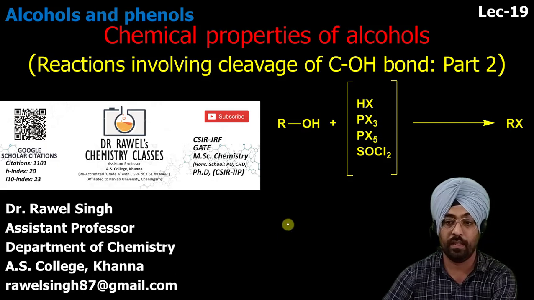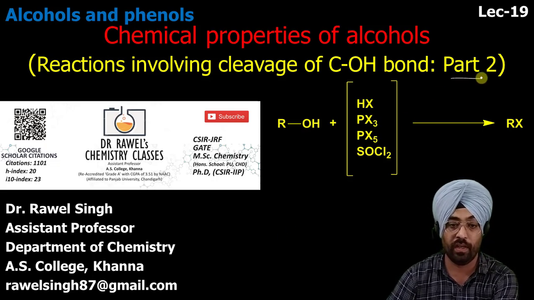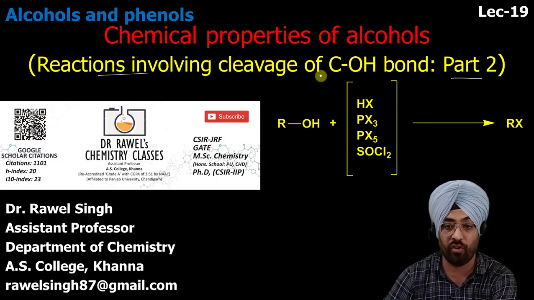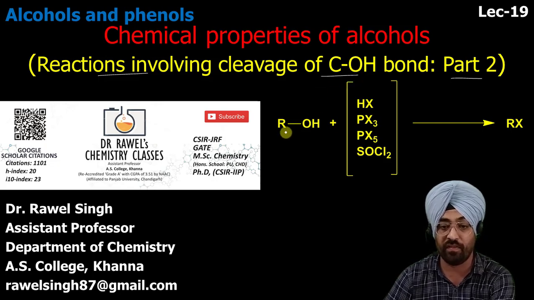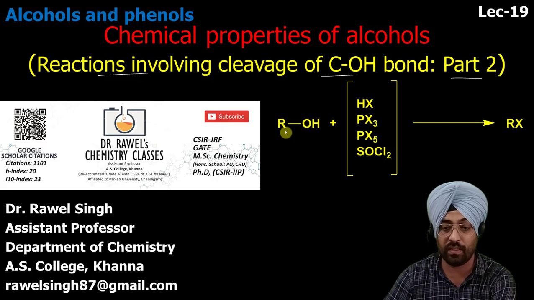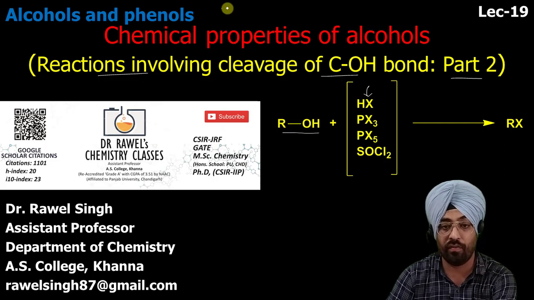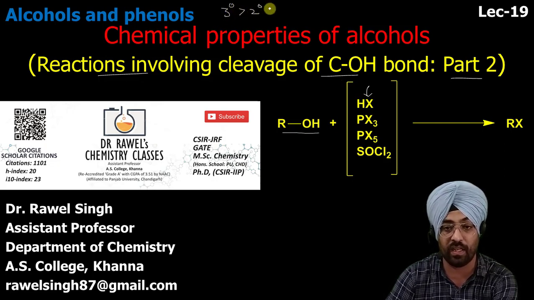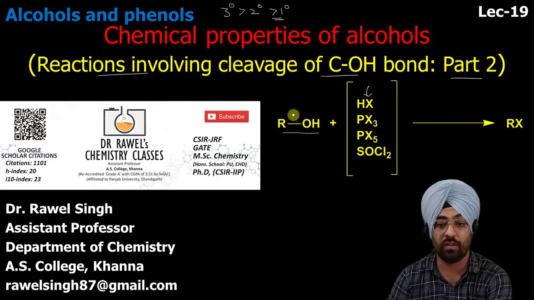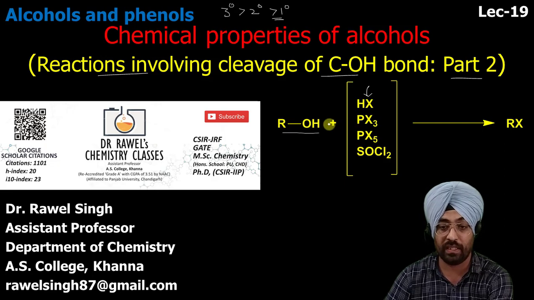Dear students, this is part 2 of our reactions of alcohols involving cleavage of carbon-oxygen bond. In our previous lecture, we discussed one such type of reaction, when alcohols react with halogen acids, and the order of reactivity of alcohols was tertiary alcohols more reactive than secondary alcohols, and secondary alcohols more reactive than primary alcohols. So today we will do some more reactions in which this carbon-oxygen bond gets cleaved.